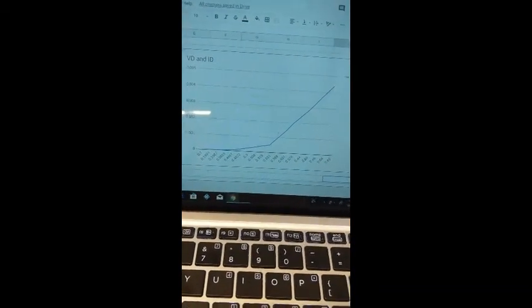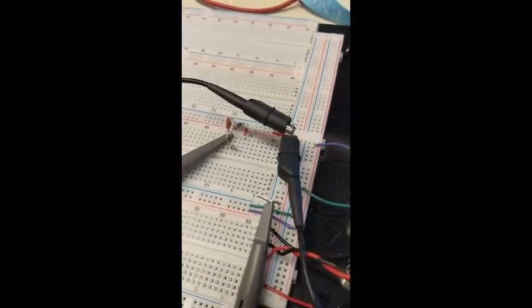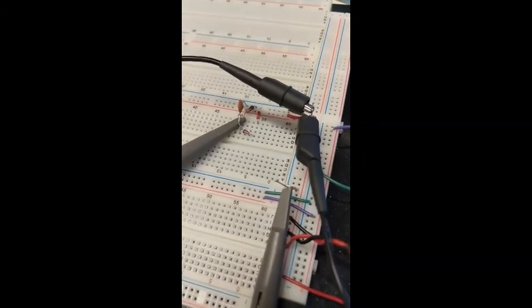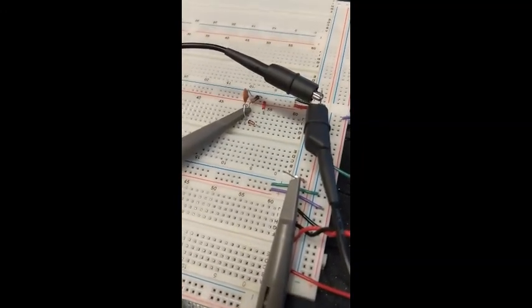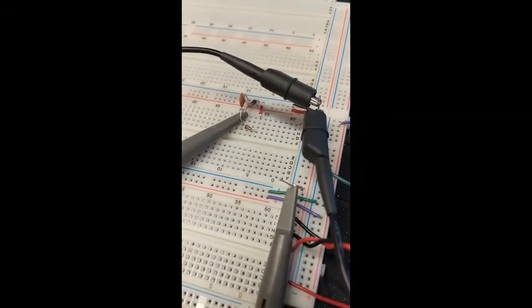And if we plot our IV curve for the circuit, you can see that it increases as such. This is our circuit for part B, which is the same circuit as part A, except we add a capacitor of 0.1 microfarads in parallel, and the resistor value is increased to 10 kilo ohms.